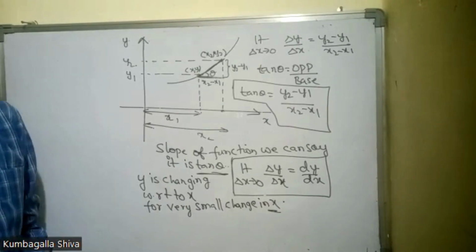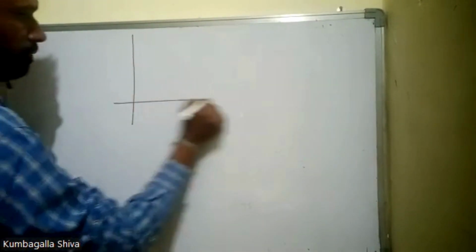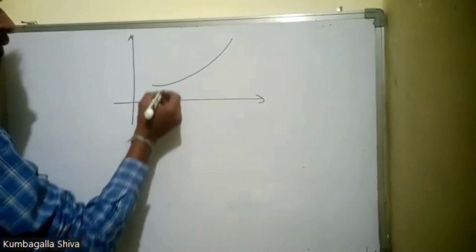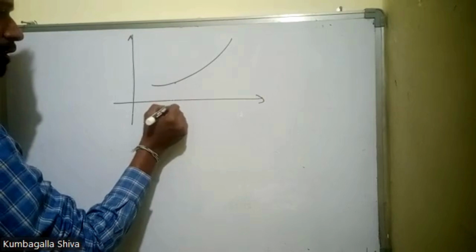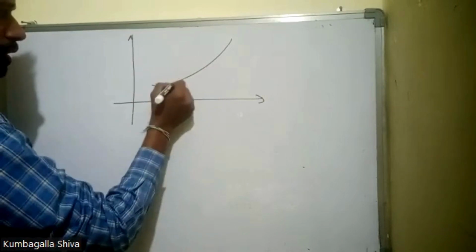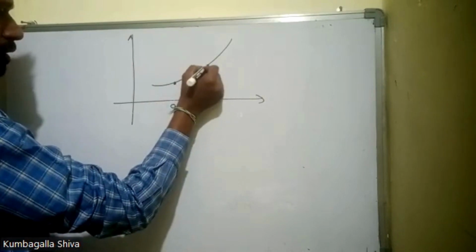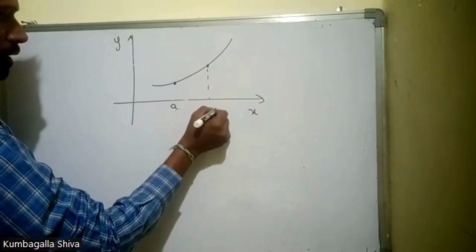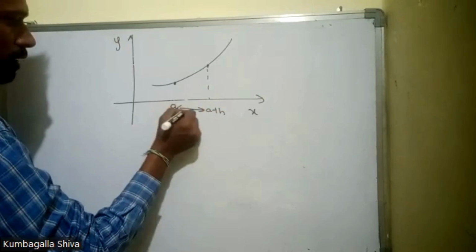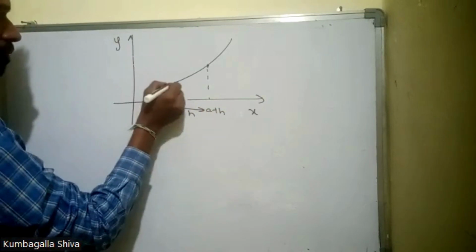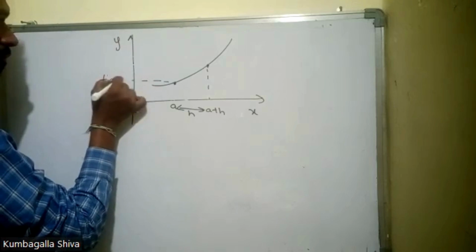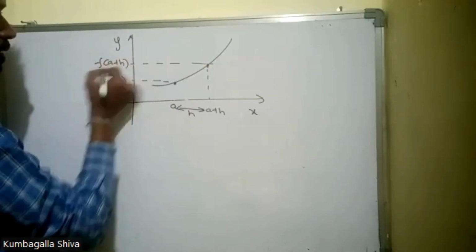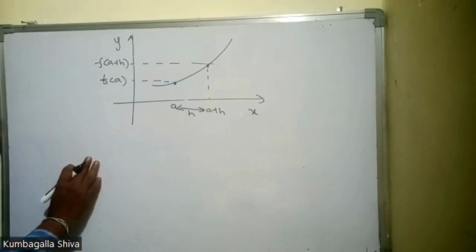Are we clear? This is also one curve, and this is the graph. Let us say this is A, this is the x-axis and this is the y-axis. I am naming this point A plus h. From here to here the distance is h, and for A I got f of A, and for A plus h I got f of A plus h. So you have got the two values.